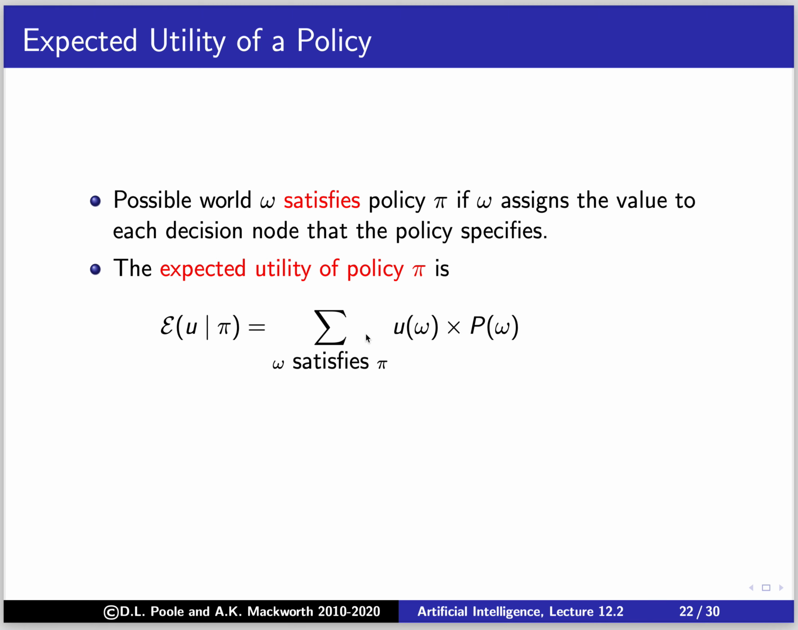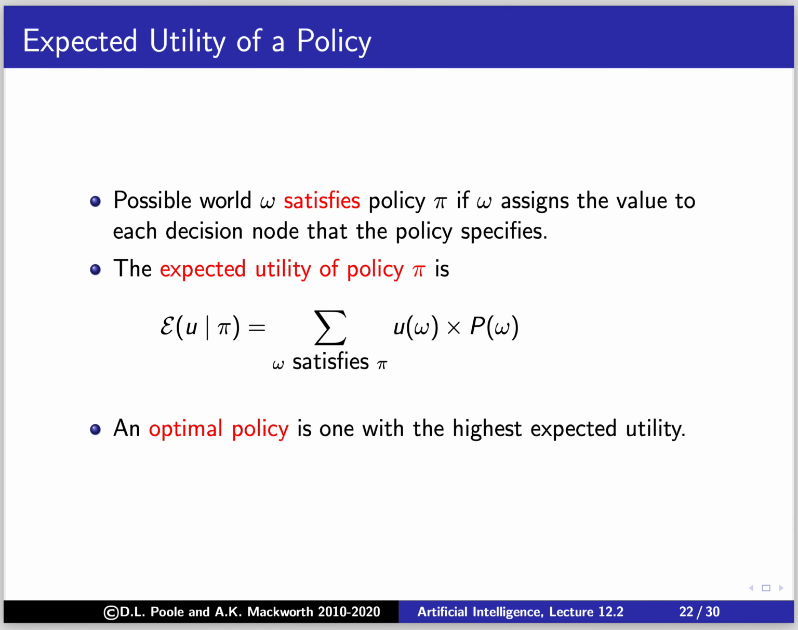Now the expected utility is just the utility times the probability, which you did before. An optimal policy is the one with the highest expected utility. So we're going to try to find and construct the policy that has the highest expected utility, and that's the goal of what we're going to do.